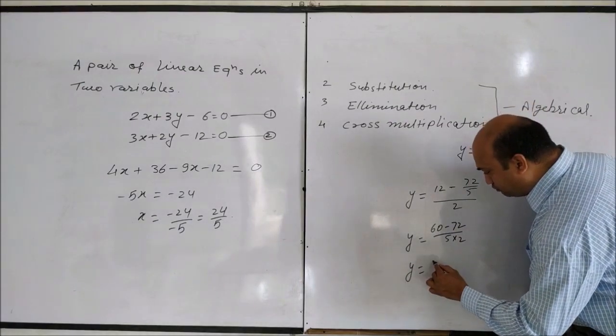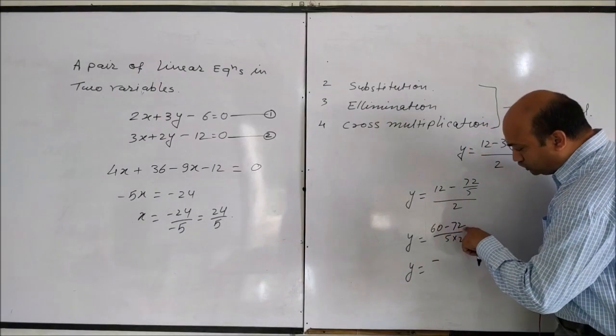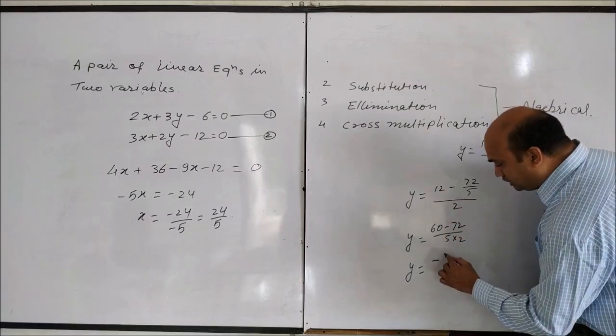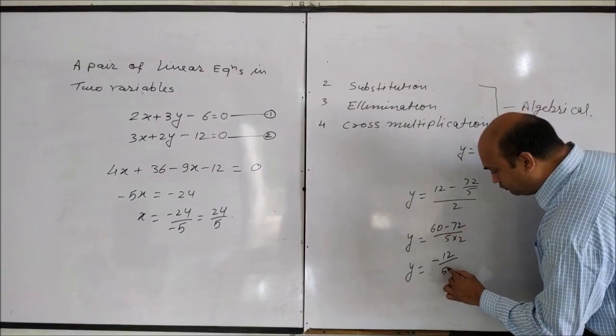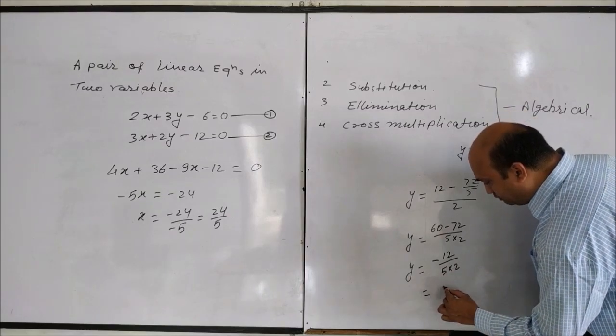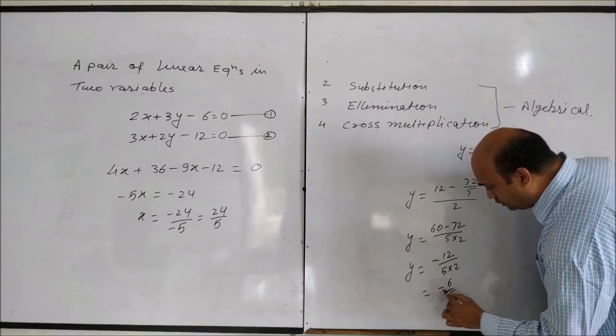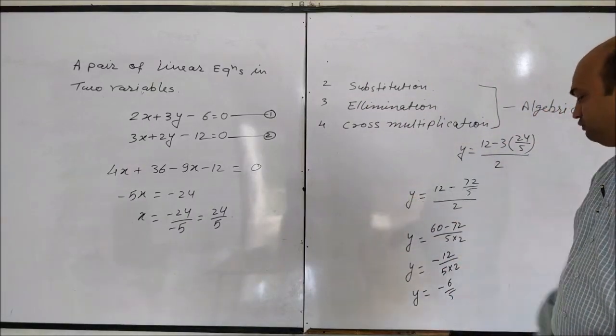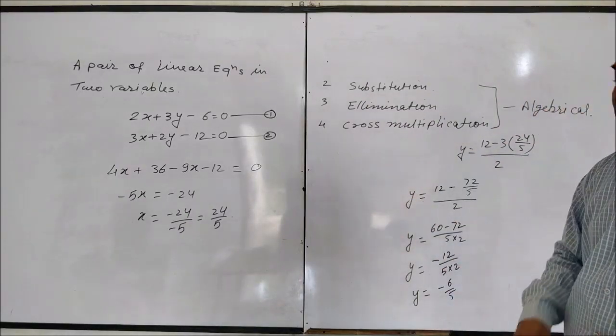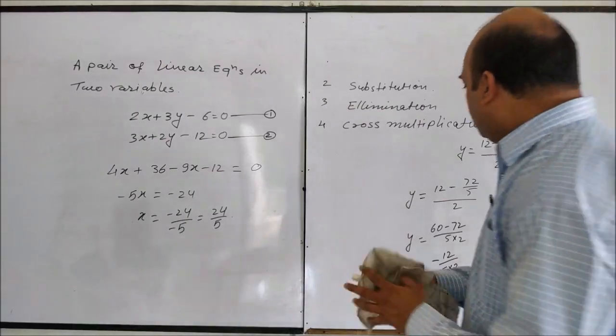It is minus from 60 to 60 we cancel, we will get 12. Minus 12 by 5 into 2, that will be minus 6 by 5. This is the value of y. So x we get 24 by 5 and y we will get minus 6 by 5.